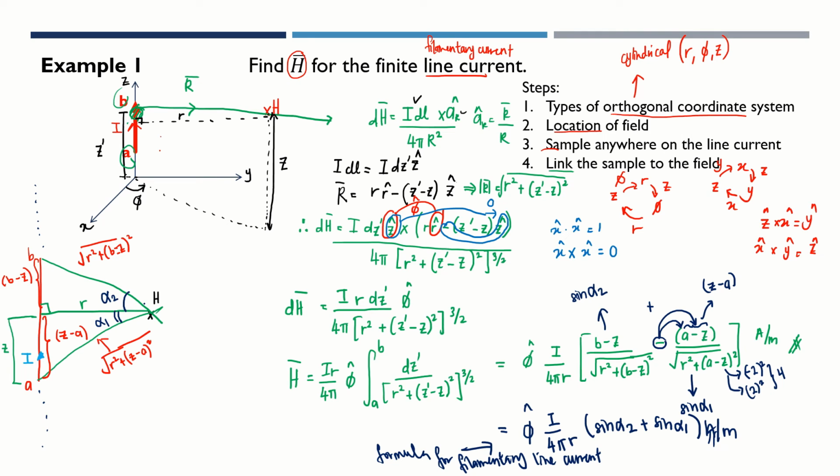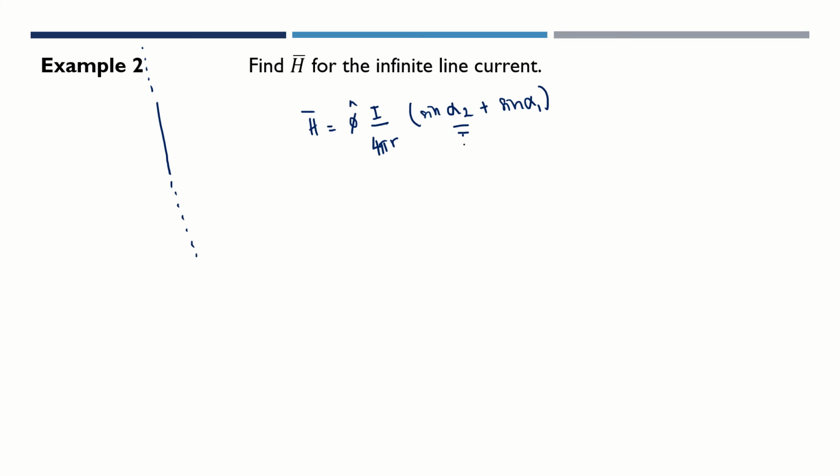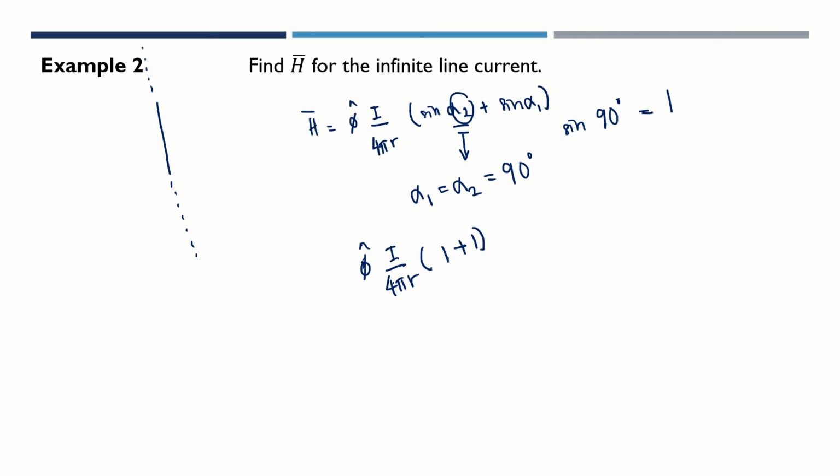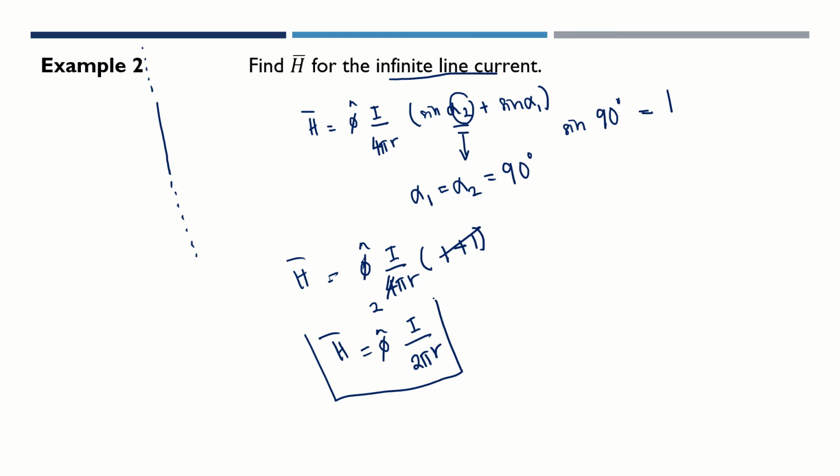So therefore, the maximum angle here is 90 degrees, because it becomes a straight line here, right? So therefore your alpha 1 will be equal to alpha 2, which is 90 degrees. If you try using your calculator, sine 90 degrees will give you 1, right? So I over 4 pi r times (1 plus 1), and then you can cancel this, it becomes 2. So therefore straight away you will get the answer, in the phi direction, I over 2 pi r. So for the infinite line current, this is the formula.